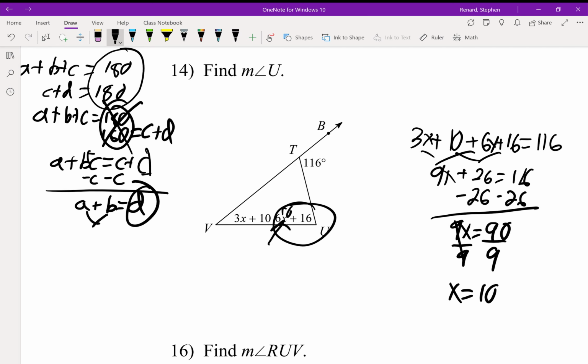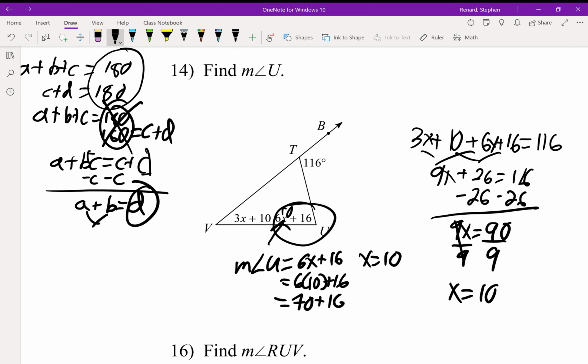We're looking for that right there. So we know the measure of angle u equals 6x plus 16. We know x equals 10. So we're going to plug that in. And we're going to get 76. And that's our answer.